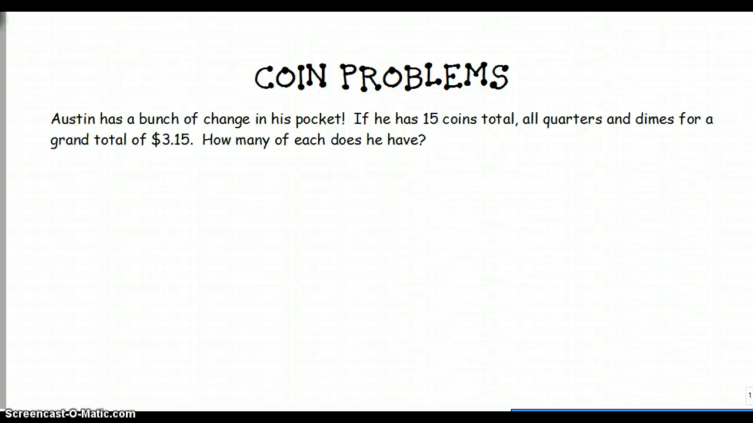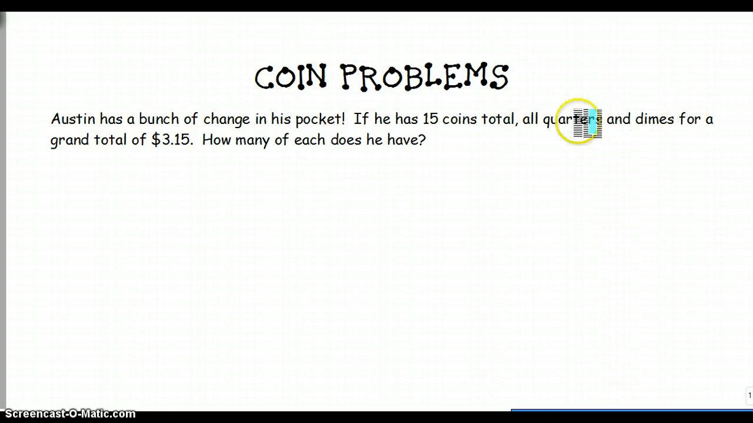Here's some extra help for coin problems. So Austin has a bunch of change in his pocket. If he has 15 coins total, all quarters and dimes, for a grand total of $3.15, how much of each does he have? So first we have to figure out what our variables are.